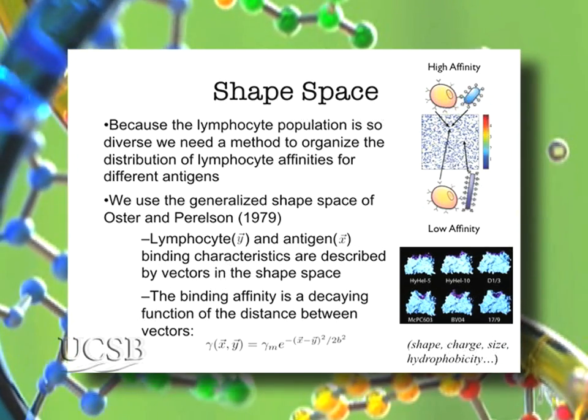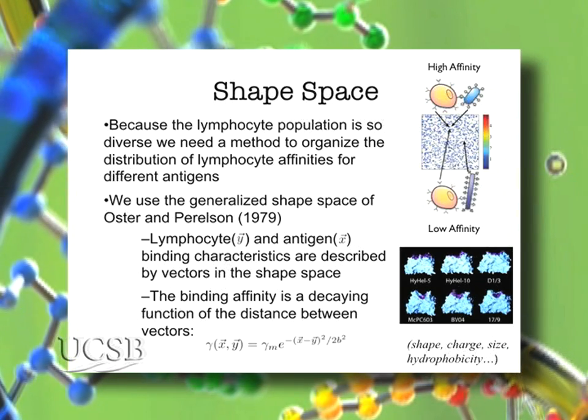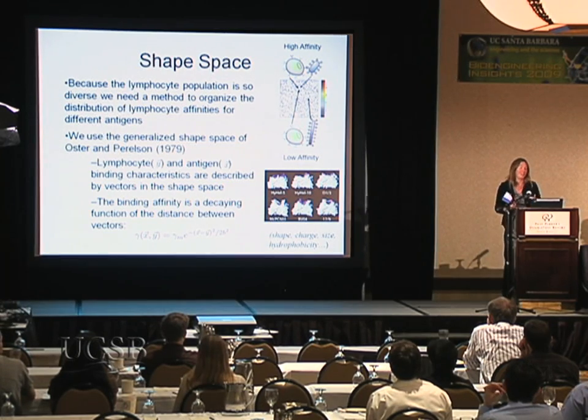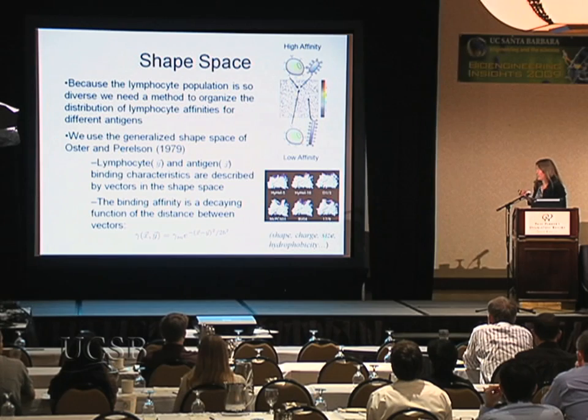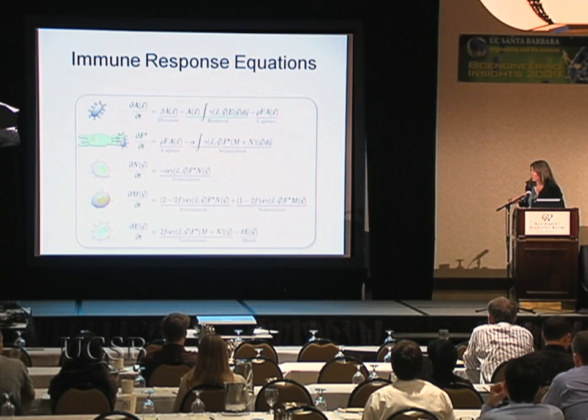Low affinity cells will be further separated in shape space, represented by the circle and the triangle, which don't fit together so well. So there's some sort of continuous measure of distance in this space, which we'll use in talking about a much more complicated process that you could zoom in on, which is going to involve all of these variables.